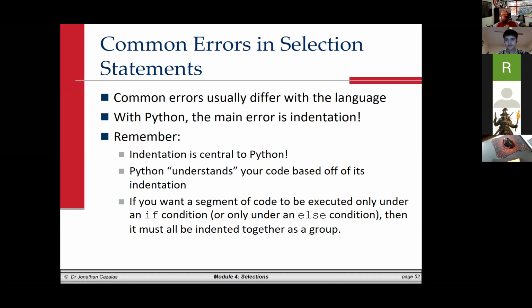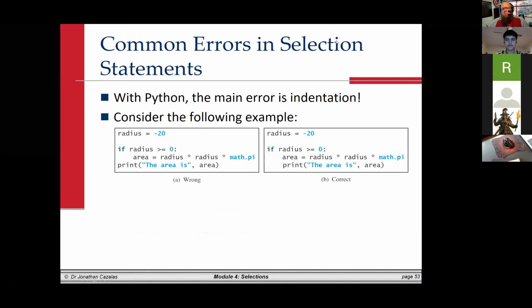So the main example of an error. So here, going back to that example where we had the radius of a circle and only wanting to print the radius if it was greater or equal to 0. Can someone tell me why this would be wrong?